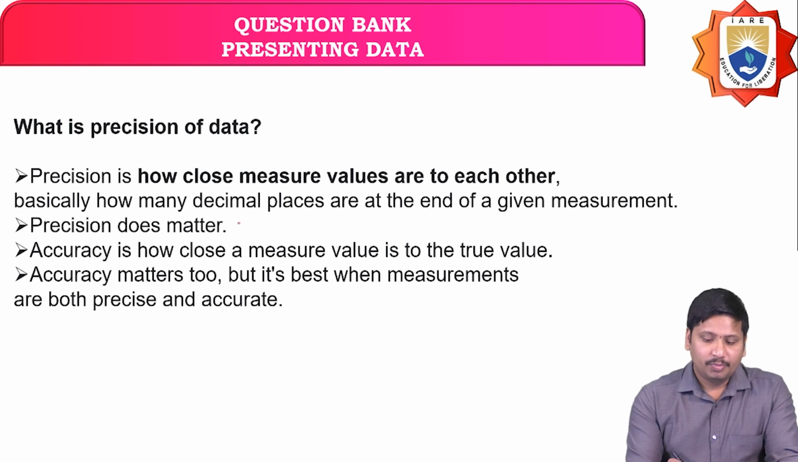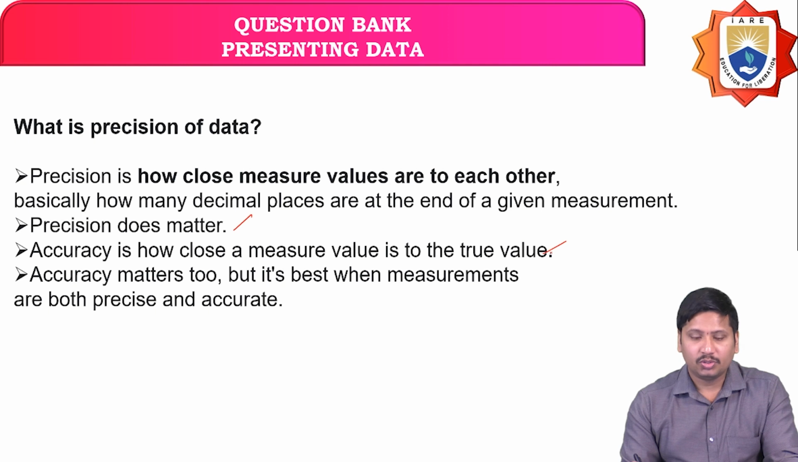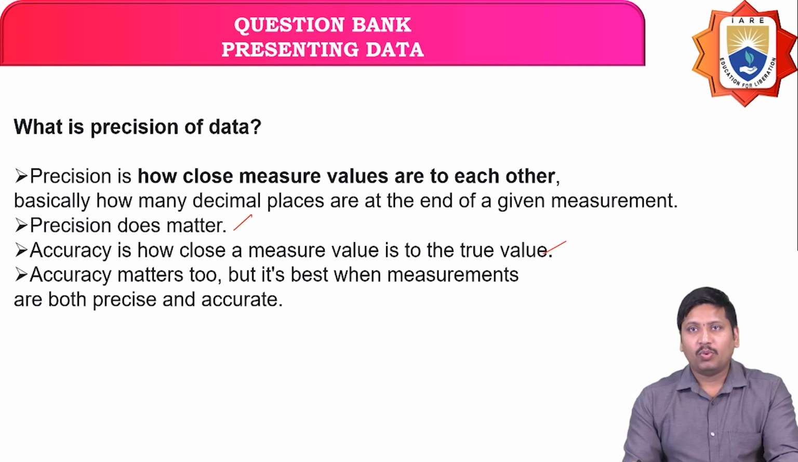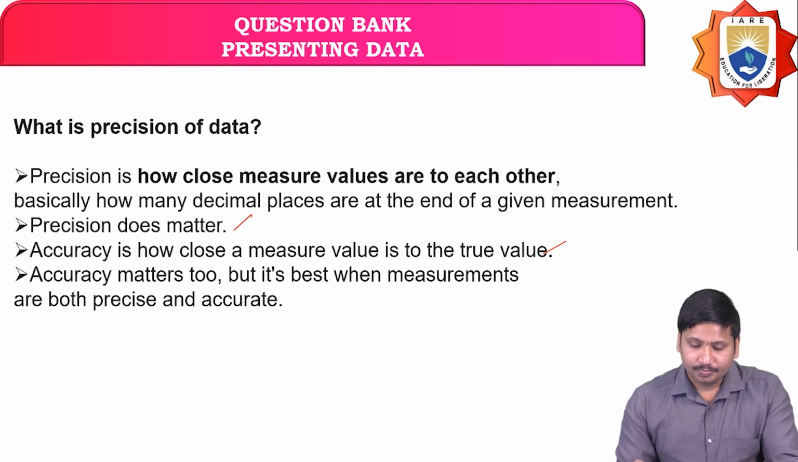Precision is not the same as accuracy. Accuracy is how close the measured value is to the true value. Accuracy matters too, but it is best when measurements are both precise and accurate. Precision is what lets us present the data.